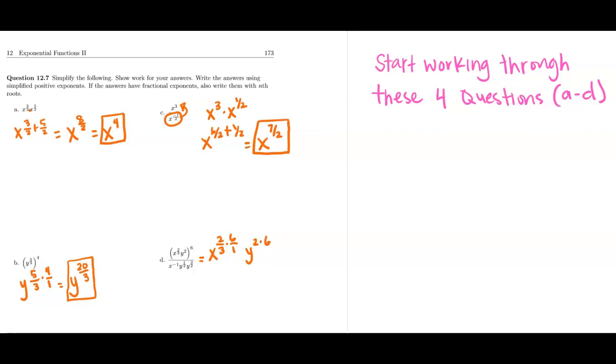And then on the bottom, I could flip that x upstairs right now too because it's negative. So I'm going to go ahead and flip that x upstairs. It was x to the -1. Now it will be x to the +1. And then on the bottom I have y to the 1/2 times y to the 3/2.